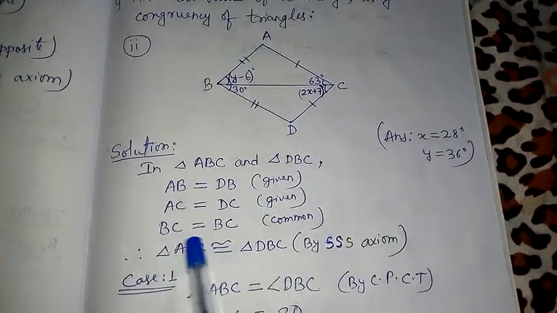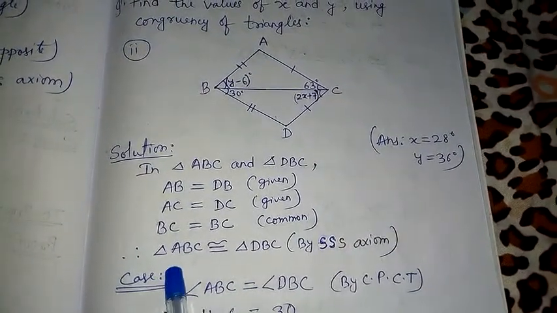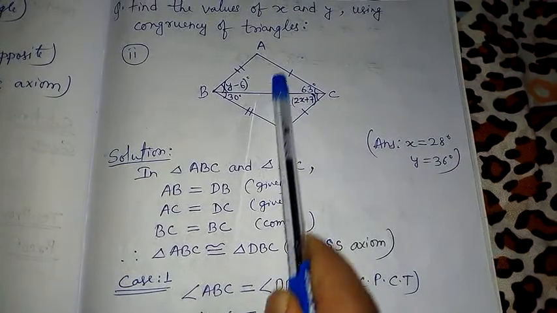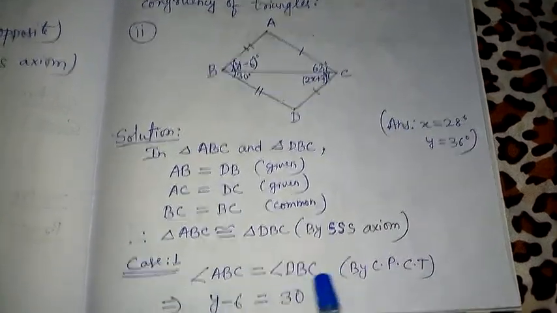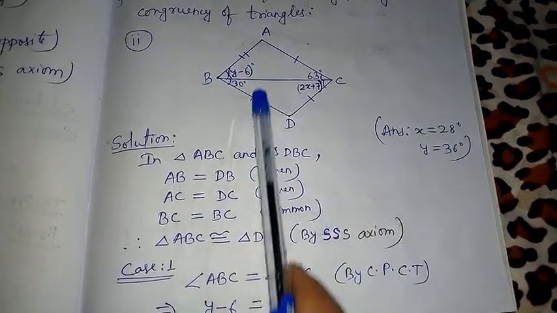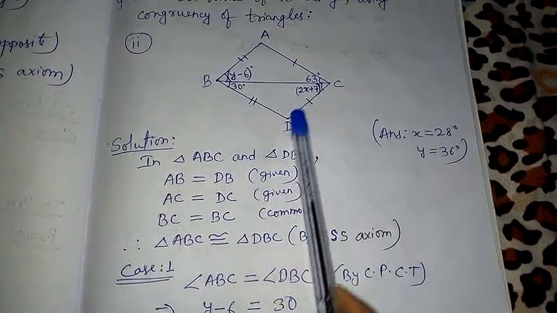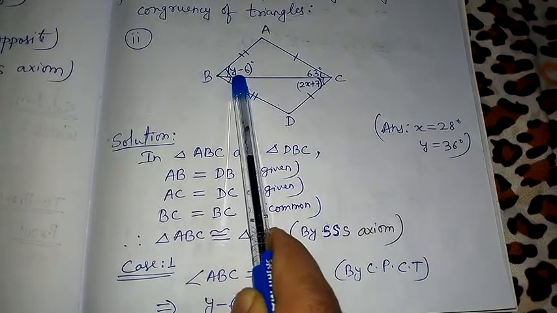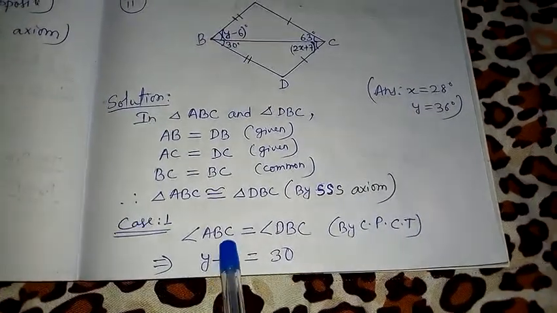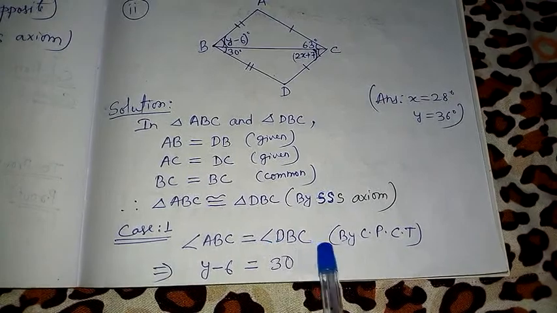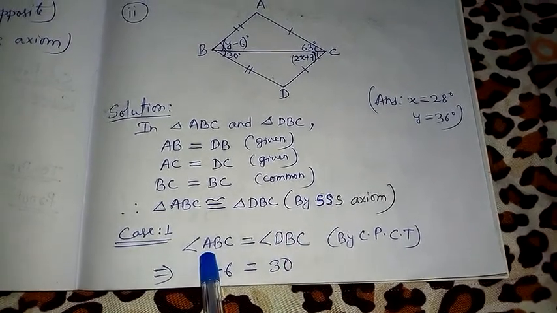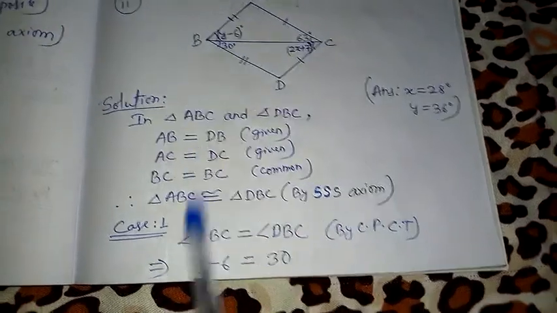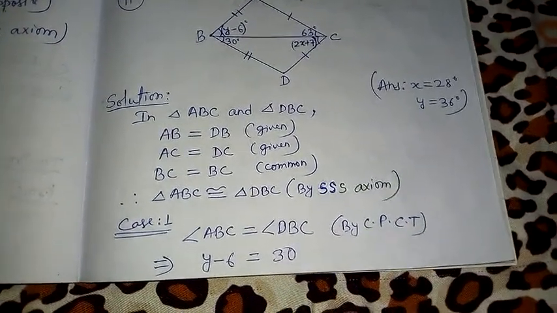And now these two triangles are congruent by side, all sides are equal. This one is equal to this one is equal to this, and this is common side. And when they are equal, the other angles also will be equal. Now angle A will be equal to angle D, upper part of angle B will be equal to lower part of angle B. You can see angle B, angle ABC, angle DBC. That means angle B, this is lower part, this is ABC upper part, and this will be y minus 6 equal to 30. With that way I have to find the value of y.